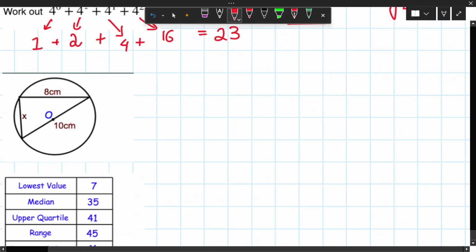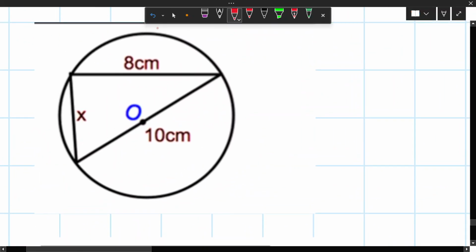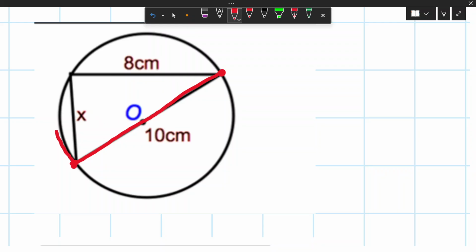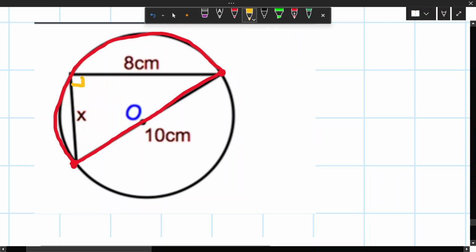For the next question, we're doing a circle theorem question. We have to find the unknown side x. Now, if you notice, this is actually a diameter because the line is passing through the center. And that means what we have here is a semicircle. We know the angle in a semicircle is a 90-degree angle. That means we've got a right angle triangle.